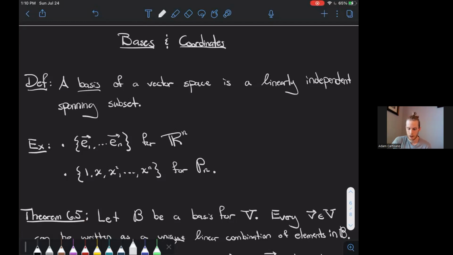Standard matrices: you can have a standard basis for the set of m by n matrices. You just put ones in each of the possible entries of your matrix and zeros everywhere else.